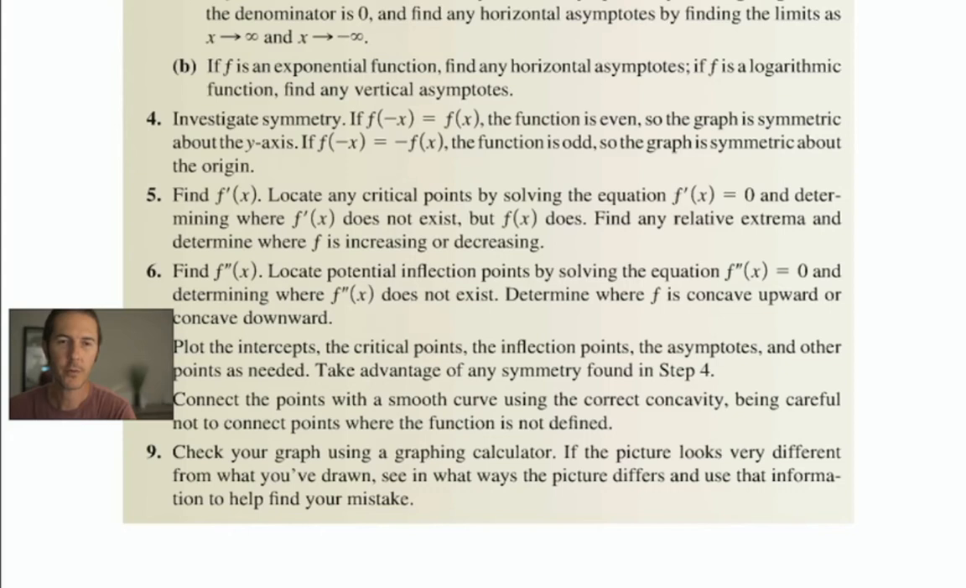If you find the first derivative of your function and set it equal to 0, that's going to help you find some critical points, potentially, where the slope of the tangent line is equal to 0. So that may be a maximum or a minimum. Not always, but it could be a relative max or a relative min. And you should also determine where your first derivative does not exist. That could give you some insight into what your function looks like also.